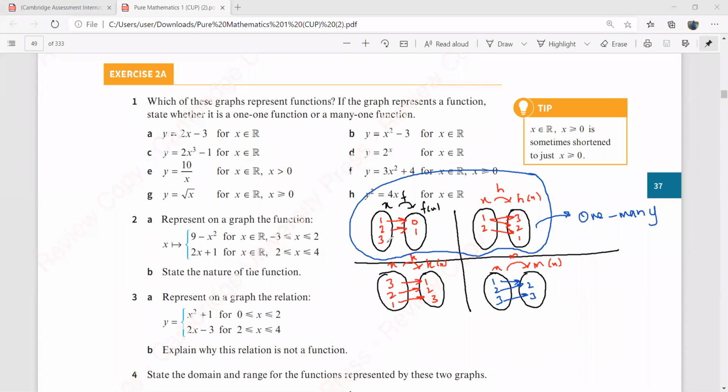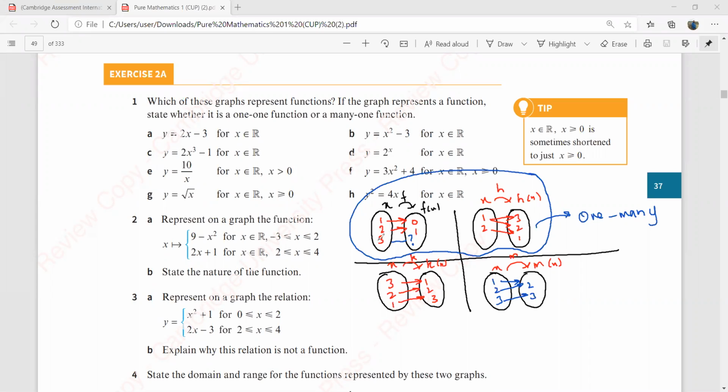But if you look at this one, this 3 does not have any image over here. So if your function does not have an image for any value of x which is a part of the domain, that means that function is also not defined.